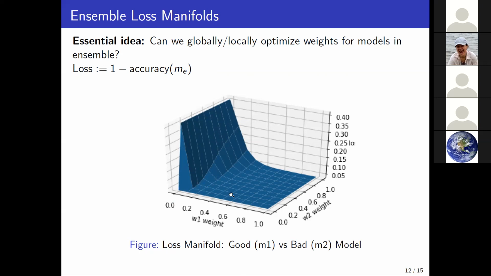But you can see in the M1 direction, the loss drops, which means that the accuracy is improving. But as you increase your model, your bad model, you're going to get more loss, so your accuracy is going to decrease. There's a threshold point where this model is just so much better, it's going to overtake it. And one thing is that the Y scale is 0.4 to 0.05. What this means is you're going from 60% accuracy to 95% accuracy. So this is fairly large.